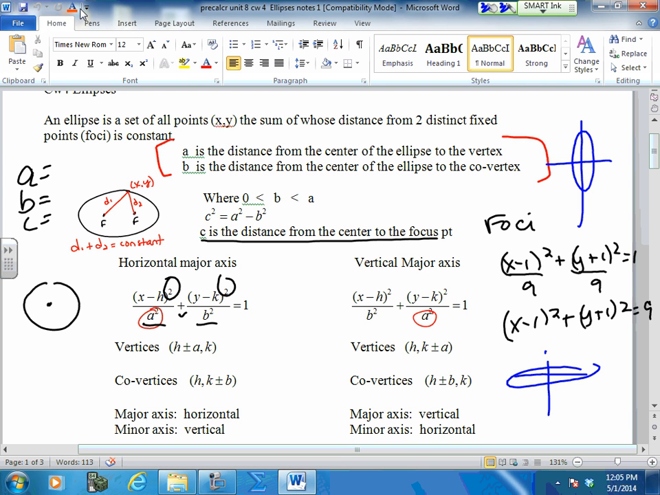What's important here is that you circle your a squared, where a squared is going to be whatever number is larger in your denominator. If you look above it, the letter of that one is your major axis. So we're going to see that in a minute.